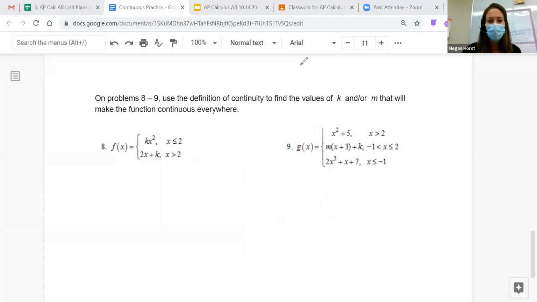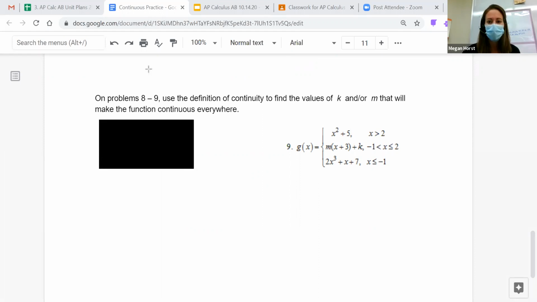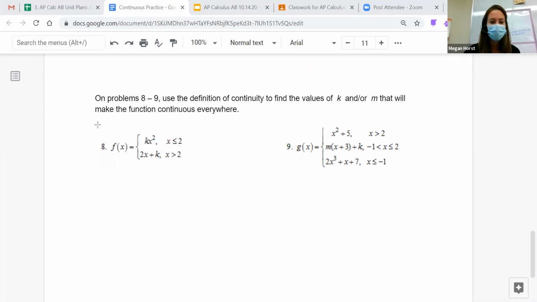All right, for our last problem, notice now we have 2 points of discontinuity. We're looking both at 2 and at -1. So we have a couple of different ways that we need to attack this. But again, notice that for g of 2, it's going to be the same as the limit. And for this function, g of -1 is going to be the same as this limit.